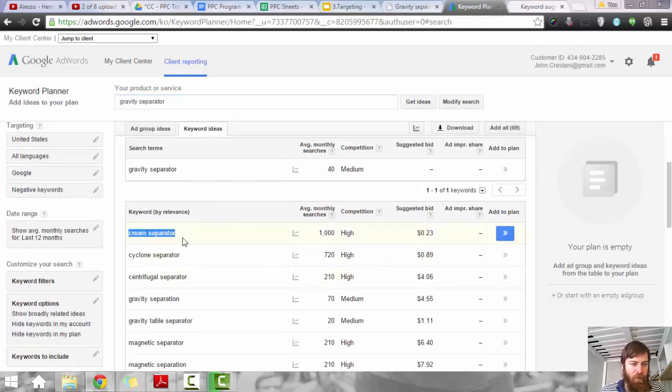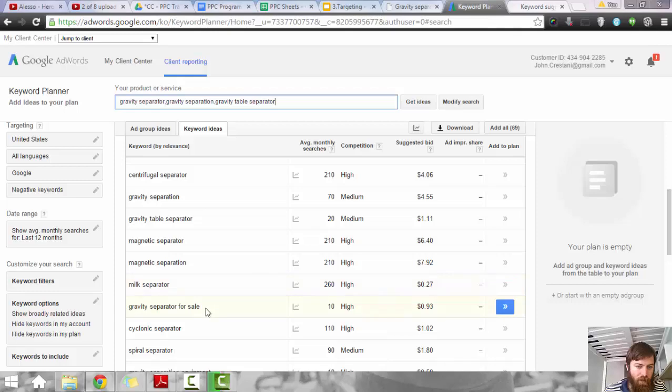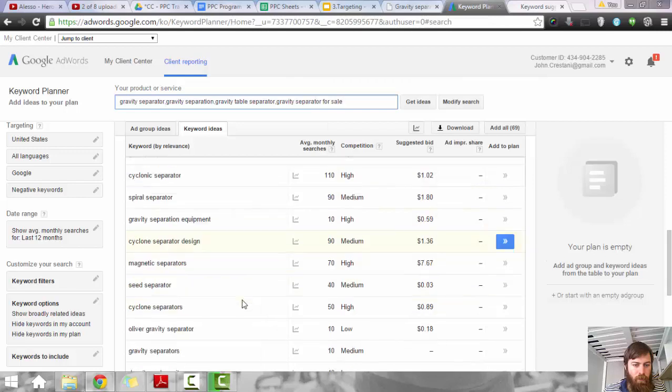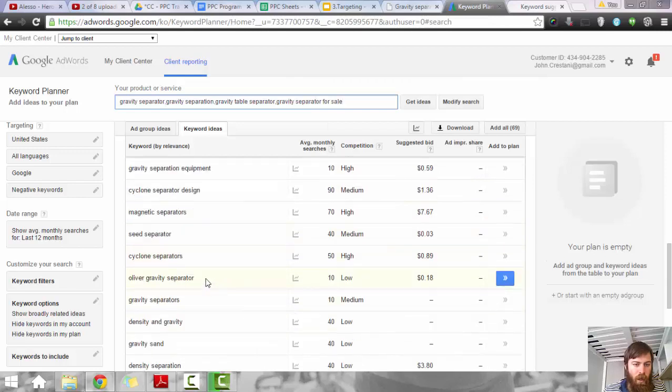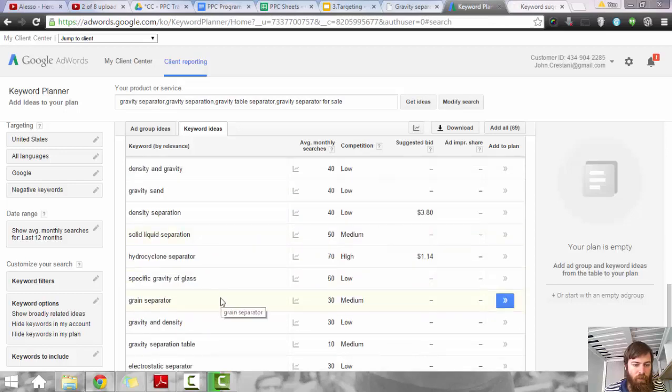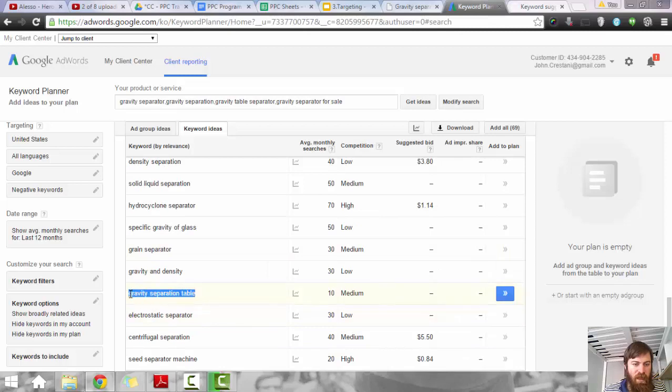Cream separator. No, this is. So here's some keywords: gravity separation, gravity table separator, gravity separator for sale. Oliver gravity separator. We know they're known for their gravity separation table.